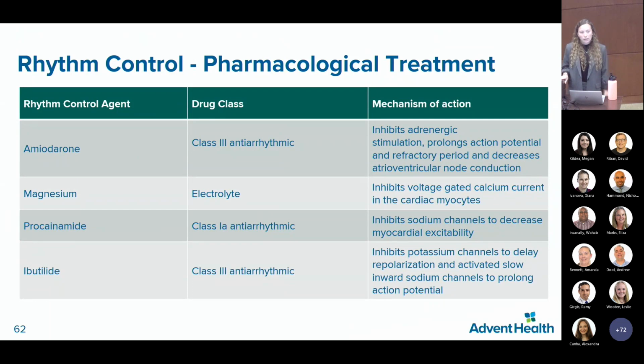Now that we have looked at the utility of electrical cardioversion, we can look at our treatment options for pharmacological cardioversion. Pharmacological cardioversion can be attempted with a wide variety of antiarrhythmic medications, but today we will talk about a few of those medications that have been looked at in our critically ill patients that include amiodarone, magnesium, procainamide, and albuterol.